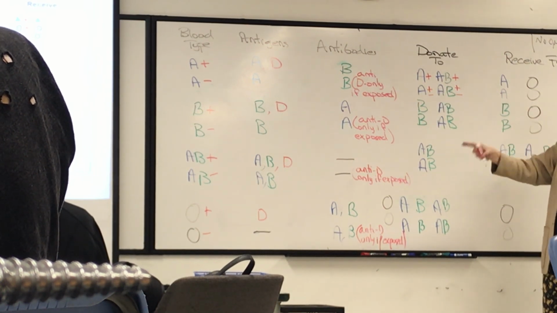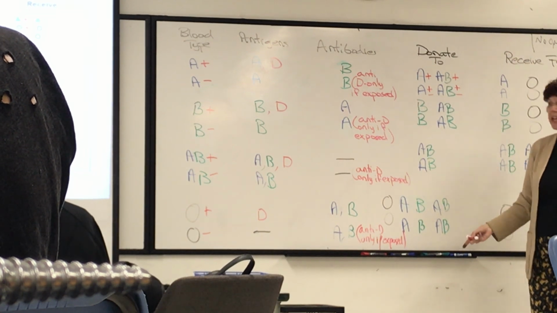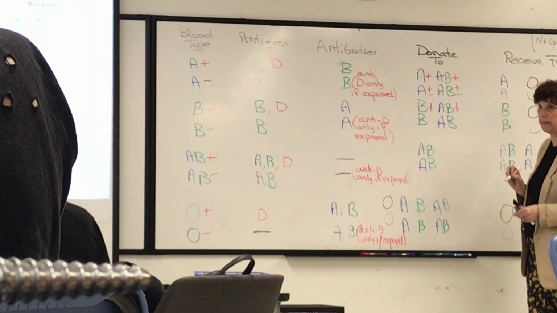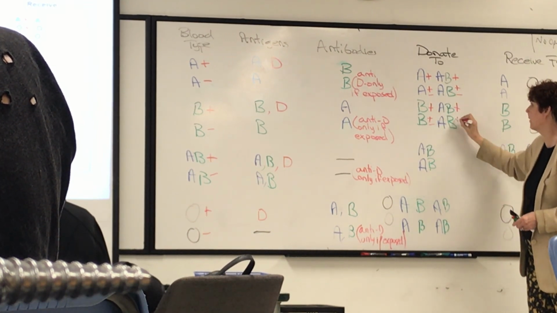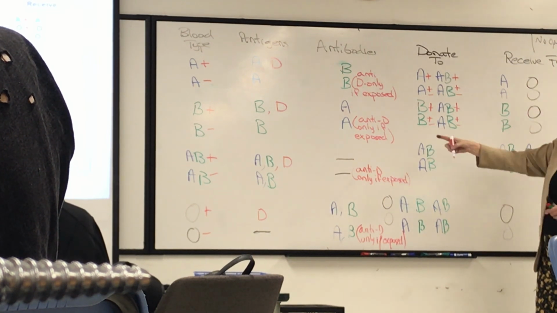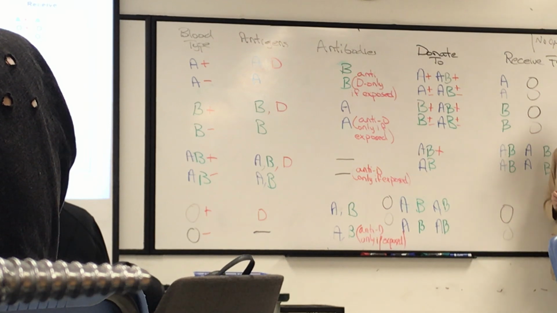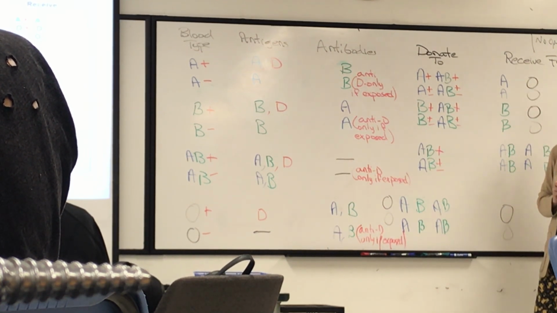So if you're positive, you only want to donate to positive. If you're negative, you can donate to either. So B positive can donate to B positive and to AB positive. B negative to either positive or negative. Same thing, if you're AB positive, you can only donate to AB positive. If you're AB negative, either or.